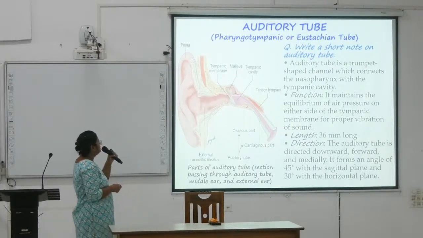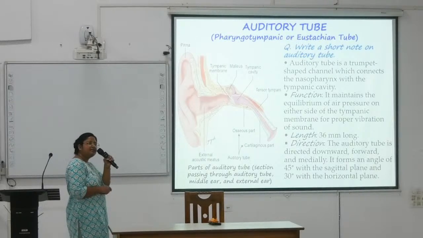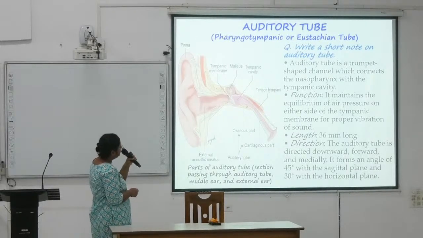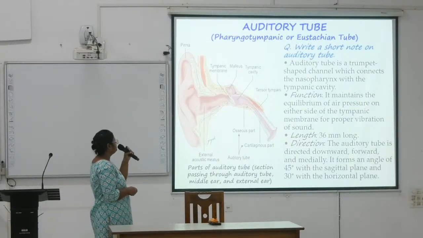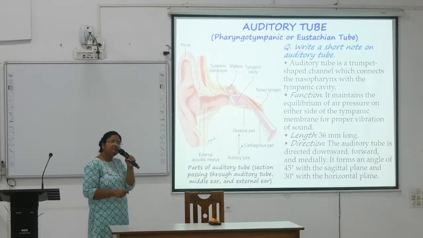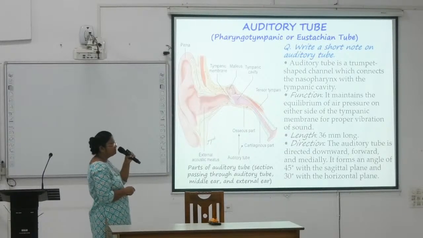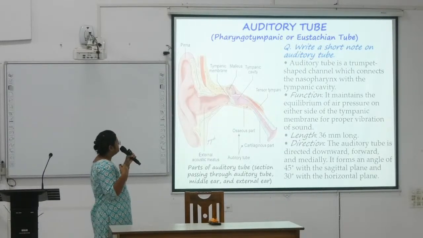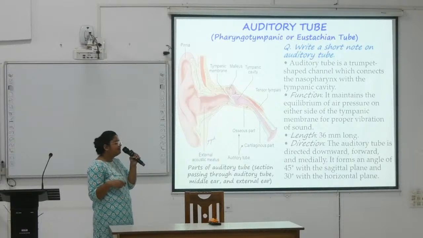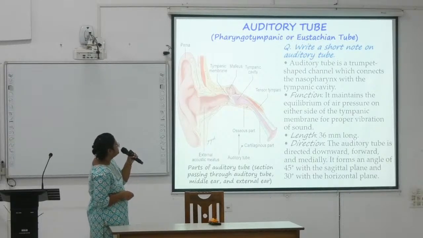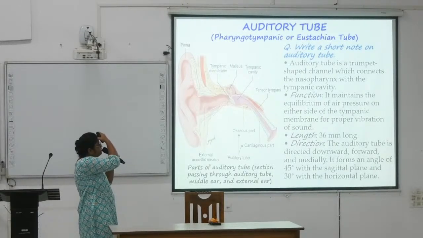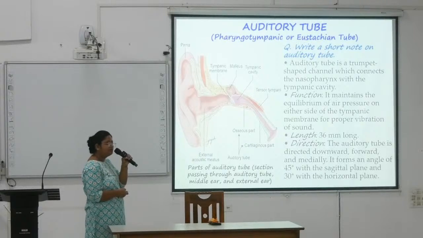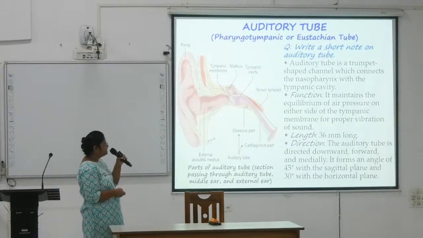Okay, so outer air is coming from the external auditory meatus, and here on the inner aspect air is coming from the pharynx. If there is blockage of this tube, there will be imbalance between the air pressure and there will be sound production due to the difference in pressure. So the function is it maintains equilibrium of air pressure on either side of the tympanic membrane for proper vibration of sound. Length is about 36 millimeter long.